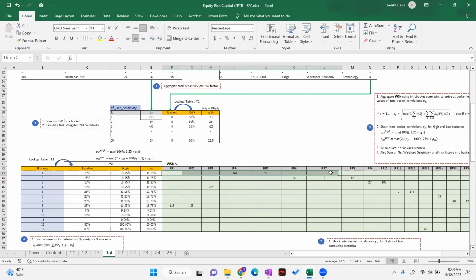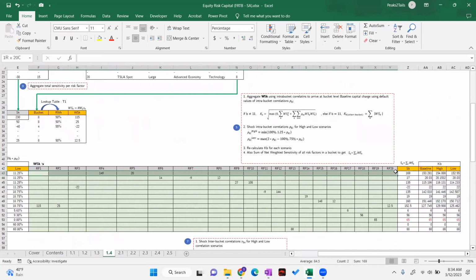So let's say all these 20 risk factors belong to bucket 1. Then you would have a 20 by 20 correlation matrix. Diagonal elements should be 1. That is always there. Off-diagonal elements will all be 15% everywhere, right? Then, if this vector is W, you will do W transpose times the correlation matrix times W. If you do that, you'll get the portfolio level, one single number. That's the bucket level capital charge.